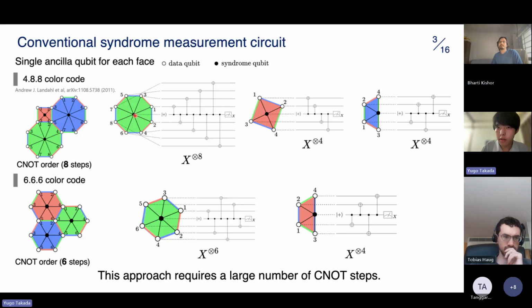Oh, okay. Thank you. Yeah, so I will continue. These are the X stabilizer measurement circuits. The Z stabilizer measurement circuits are similar, except that the basis change is to the Z basis and the direction of the CNOT gate is reversed. It requires applying a number of CNOT steps equal to the weight of the stabilizers. So in the case of the square octagon color code, we need to implement 8 steps of CNOT gates and 6 steps in the case of the hexagonal color codes.